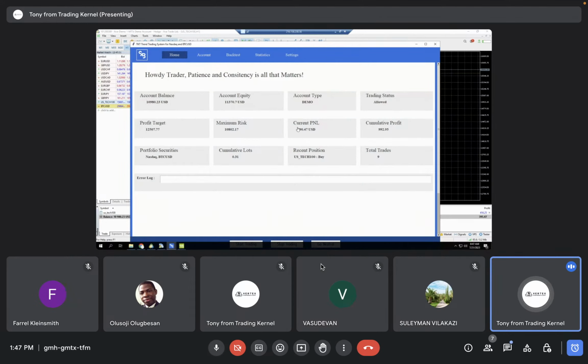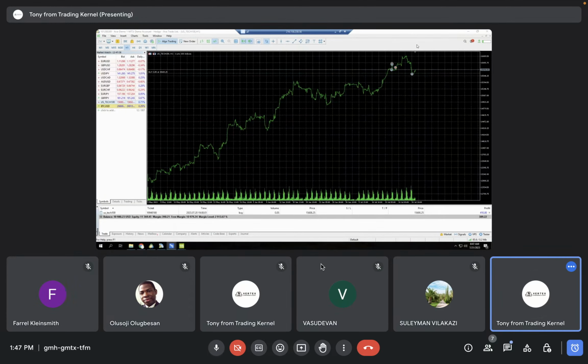Okay, so if you go to the home right now, you can see we are currently on a profit of 390.47 USD. If I minimize this and go to our chart here, you can see we are currently holding a buy position. Now this is just a test. We have actually been holding that buy position all the way from this point here.